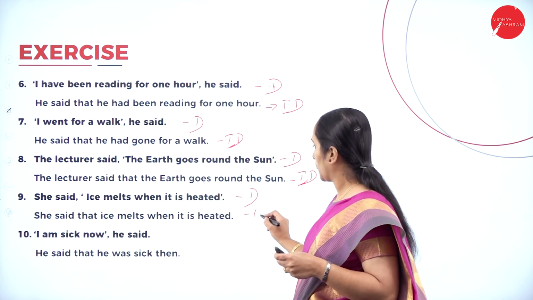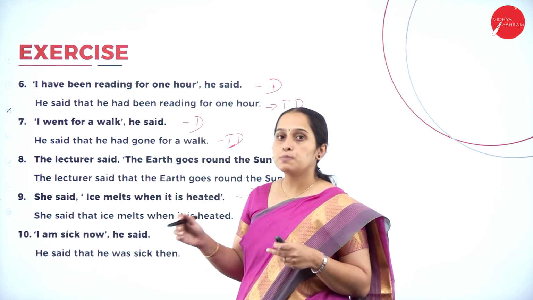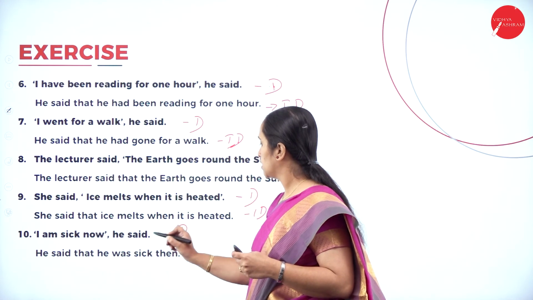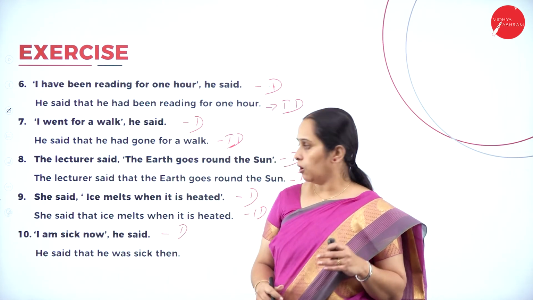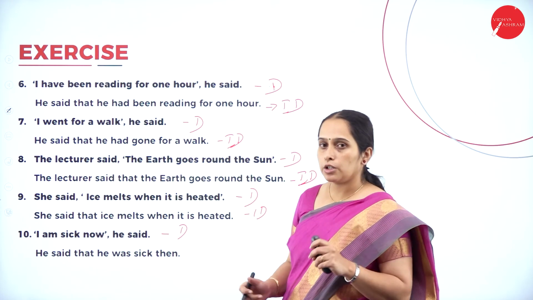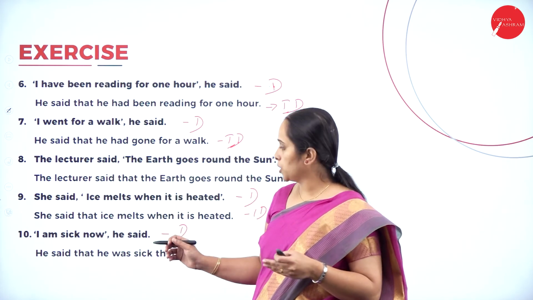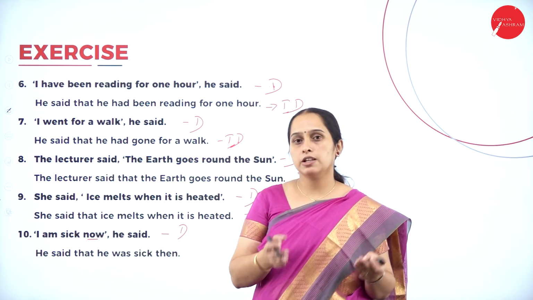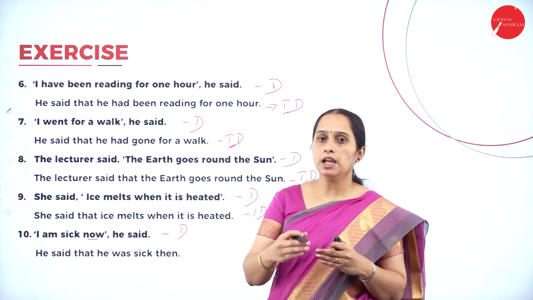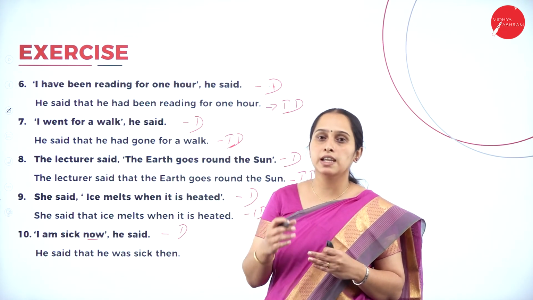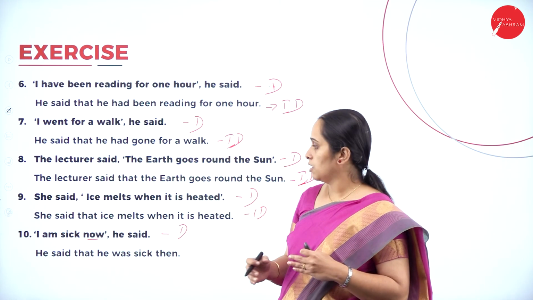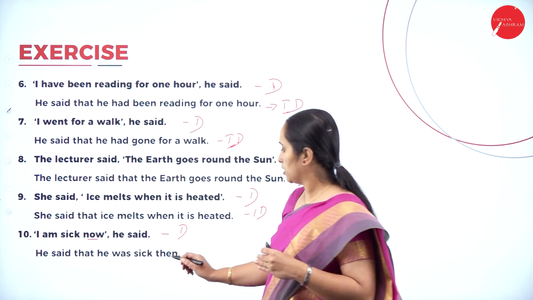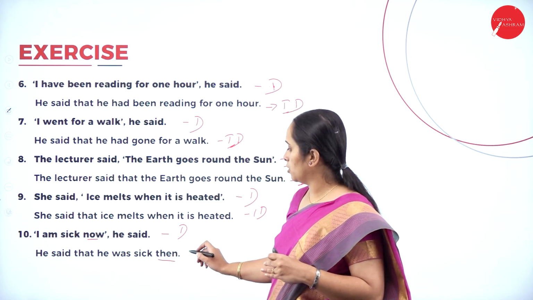Next one. "I am sick now," he said. Okay, so this is direct speech. Here you have to note that I have already informed you that when there is "now," this is nearness. When we change that into indirect speech, it should be changed into a word which indicates distance. Okay. So, he said that he was sick then. Here you have to note this down.